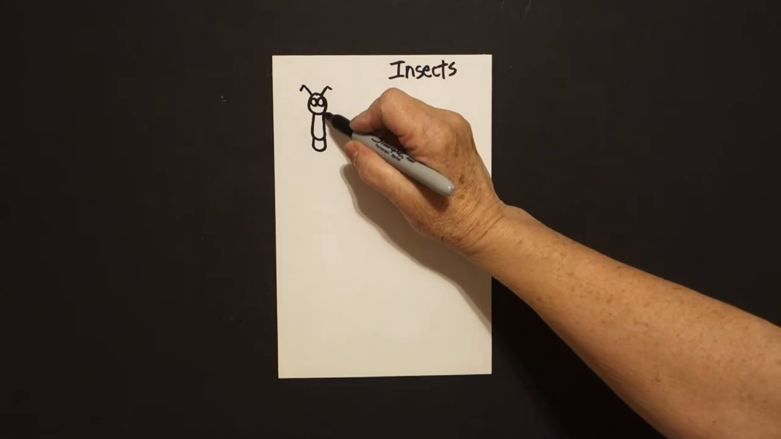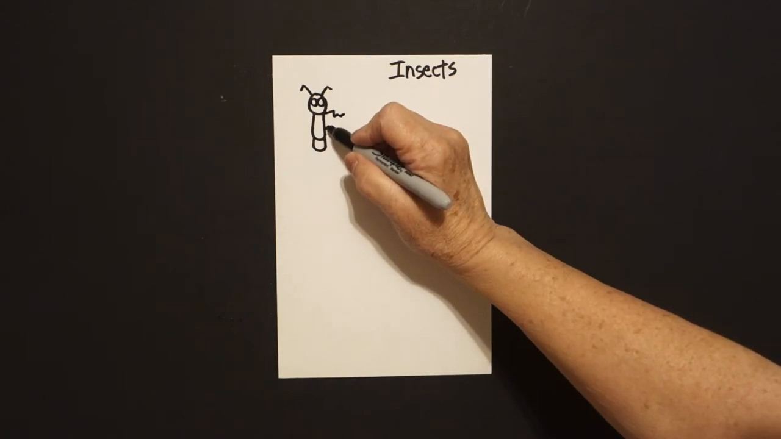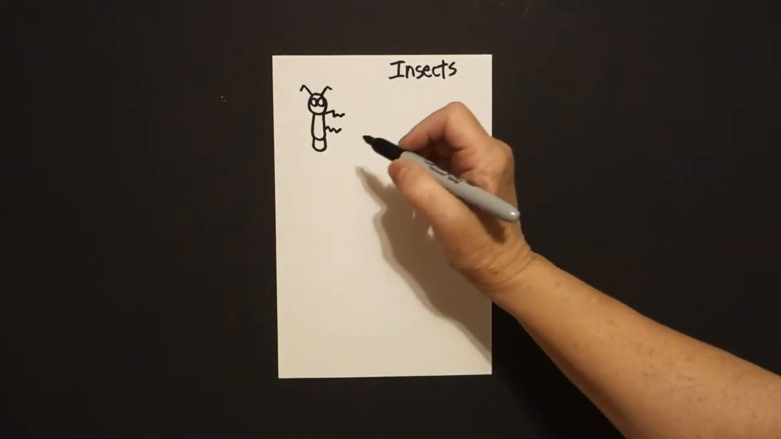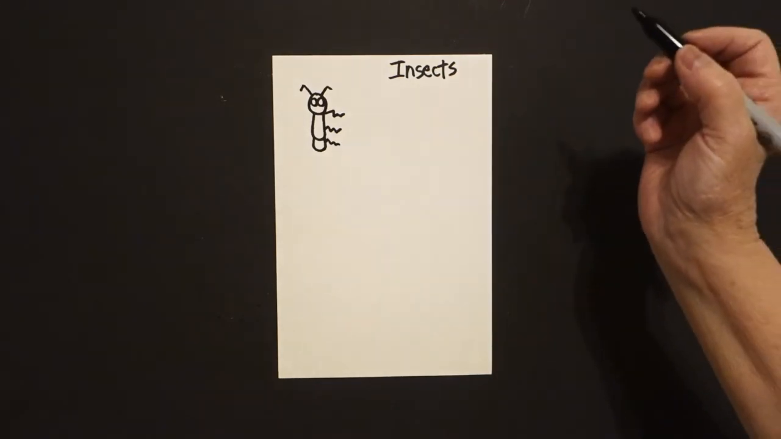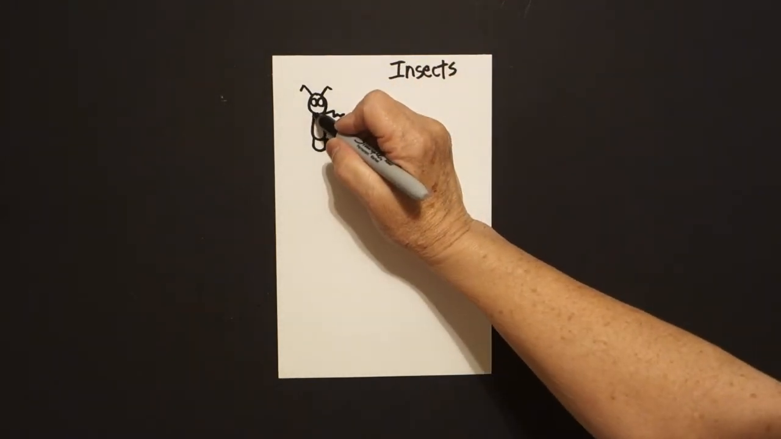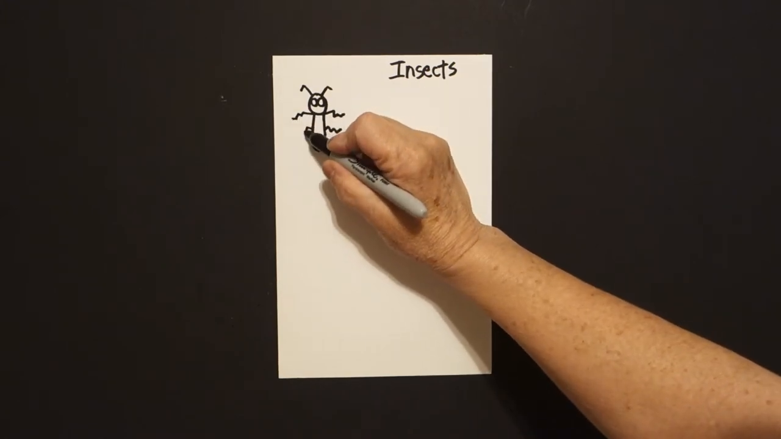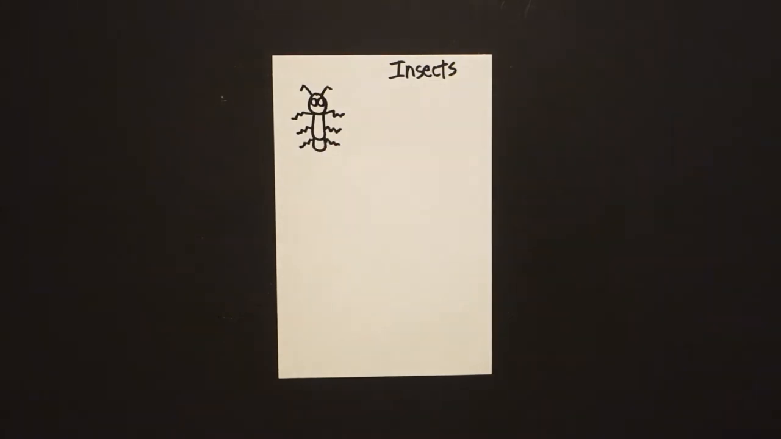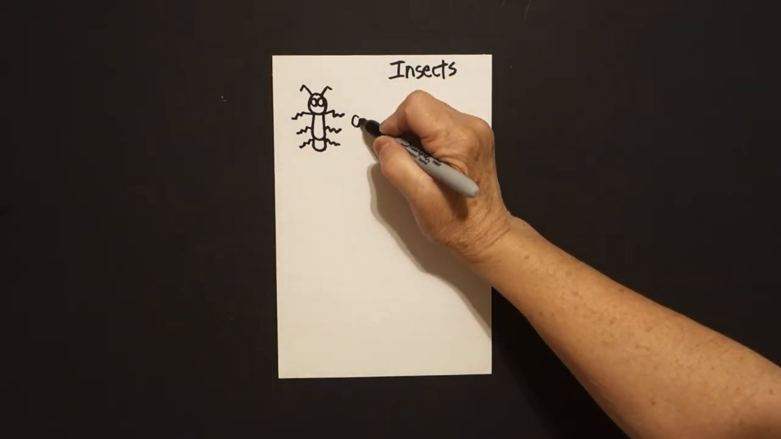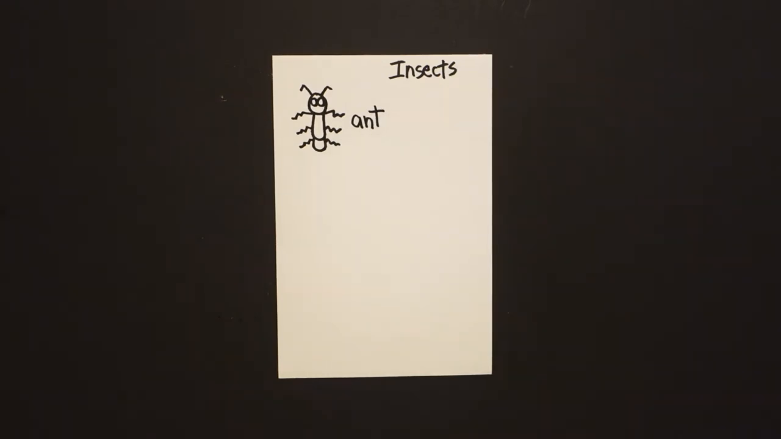I come right here and I'm going to go zigzag, zigzag, come down, zigzag, zigzag, come down, zigzag, zigzag, on the right. Jump over and let's do the left. Zigzag, zigzag, zigzag. Our first insect is an ant. We'll talk about this in a little while.